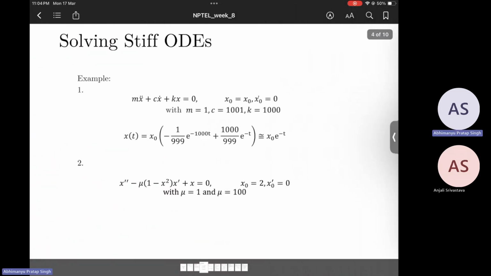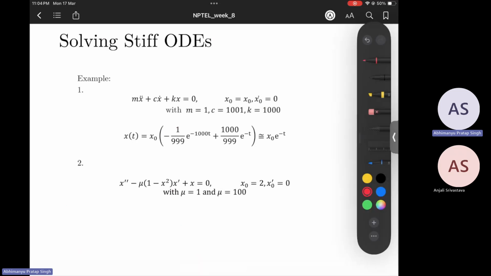Yeah, so let us look at some example. This is the previous one only. This is the true solution for that problem, the spring damper problem. If we take C as 1001 and K as 1000, then we can get the true solution as this value. In here we can see one of the eigenvalues of this A matrix. I will show it.